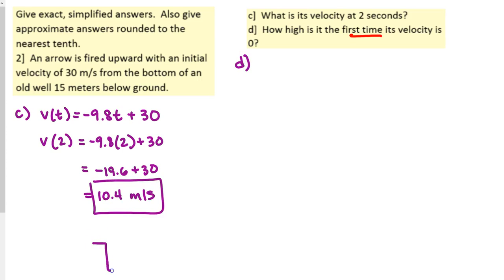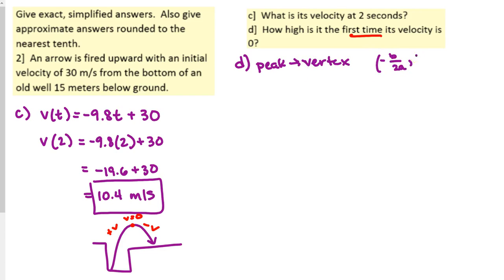Okay, now for part D, how high is it the first time its velocity is 0? So let's imagine this situation again. So here comes the arrow out of the well. It has a positive velocity when it's moving up, and it has a negative velocity when it's moving down. So right there at the top, it has a velocity of 0, right at that moment when it's at its peak. And it is at its peak when it's at its vertex, and the time that it would be at its vertex would be the x-coordinate of the vertex. The x-coordinate of the vertex, opposite of b over 2a, we have already found earlier in the problem to be 150/49.